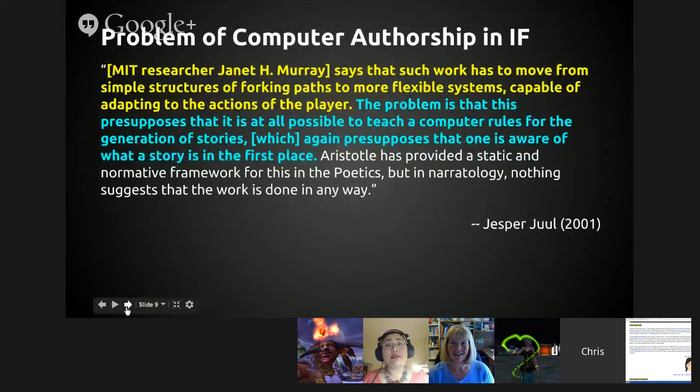All right, so here's the problem. We talked about first introducing the idea, now here's the problem. So Jewel references Janet H. Murray, who wrote Hamlet on the Holodeck, the famous book about the holodeck. And she says that such work, such as IF, has to move from the simple structure of forking paths to more flexible systems capable of adapting to the actions of the player. So I'm going to stop right there before I continue.